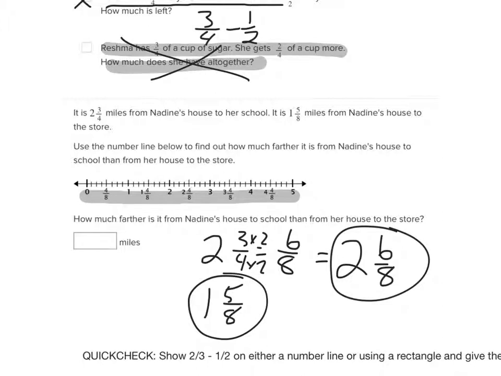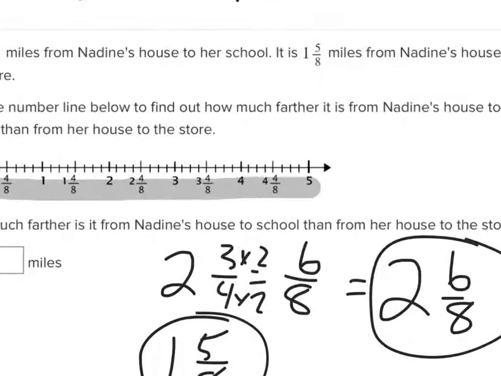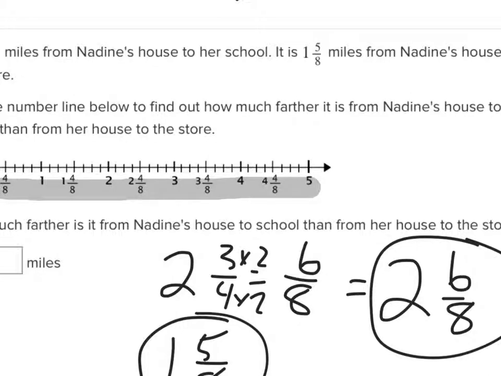I can look on the number line. So 2 6/8 would be, let's make it bigger. 2 6/8 would be right here. Here's 2 4/8, 5/8, 6/8. Can I get any bigger? Nope. 2 6/8 is going to be right there. Okay. And 1 5/8 would be right there.